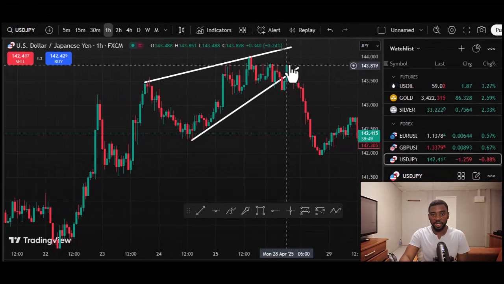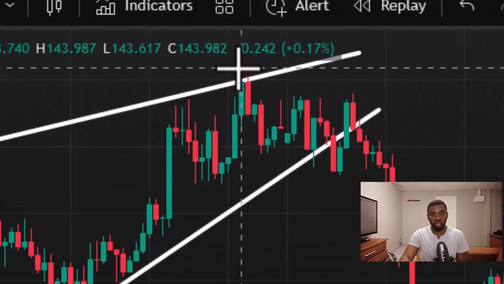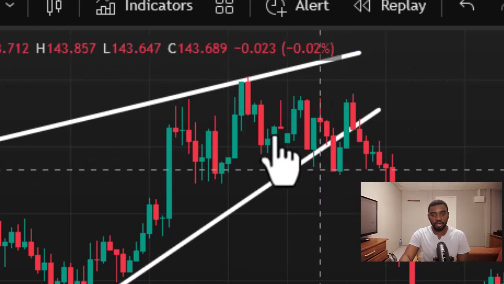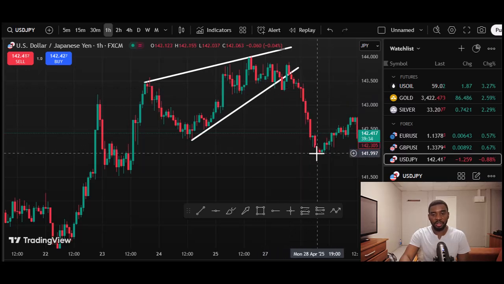And if you enter at this point, your stop loss here, it means you have a very good risk to reward ratio. If you enter at this point and your stop loss here, your risk to reward ratio will still be good comparing how much profit you'll be making right here.